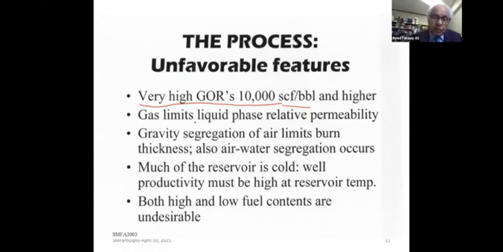Gas will limit liquid flow. Gravity segregation is a problem. Most of the reservoir is cold. This is very important to remember, that we have very high temperatures at the combustion front, but most of the reservoir is still cold and nothing much is happening there. So well productivity must be high at the reservoir temperature. And as I said earlier, both high and low fuel contents are bad, because in one case there's not enough heat, in the other case you have to inject huge amounts of air.